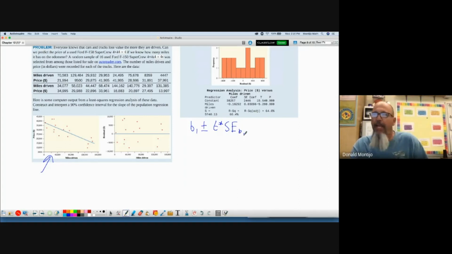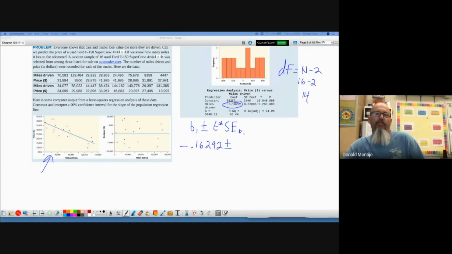Well, how do I estimate beta? I use b. So if I look at the computer printout, what is the estimate of the slope? It's negative 0.16292 plus or minus t star. Well, how many data points are there? 16. Remember that the degrees of freedom is always n minus 2. So 16 minus 2, we're looking for 14 degrees of freedom. Let's find the t star at 90% for 14 degrees of freedom.